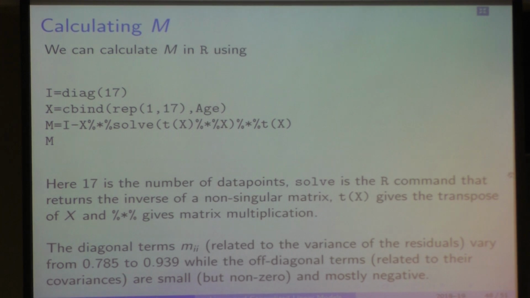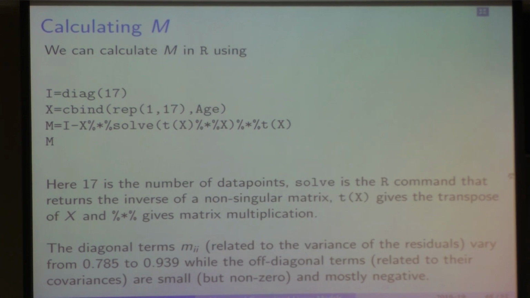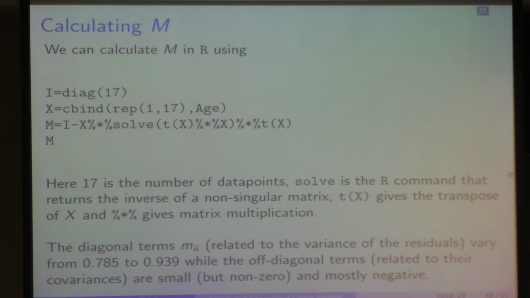The off-diagonal terms are related to the covariances, and hence to the correlations of the residuals, and they're quite small, but they're not 0, and they're mostly negative. So typically, one residual is slightly negatively correlated with another residual. And that's actually not that different an idea from what I was doing over here. If your estimated line is going a little bit high in one area, then that often means it's going a little bit low in another area compared with your observed data.